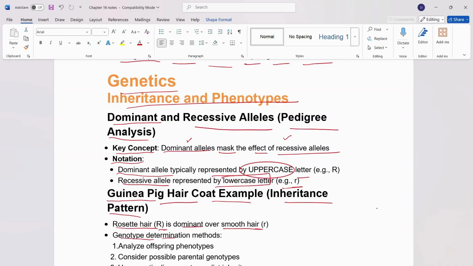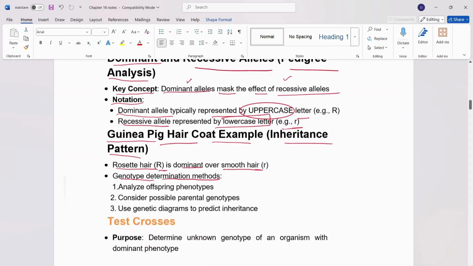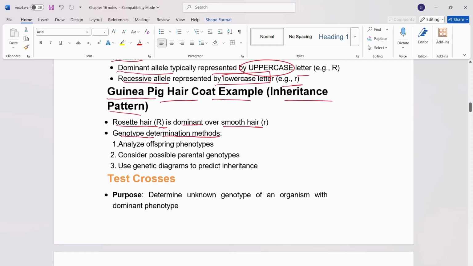So, genotype determination methods. In such a case, how will you determine genotypes? You analyze offspring phenotypes first. Consider possible parental genotypes. Use genetic diagrams to predict inheritance. Like the table we did before, a Punnett table, you can make a table like that and predict the probabilities, and you can also make the genetic diagrams.